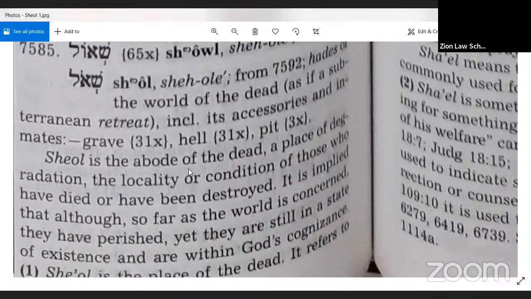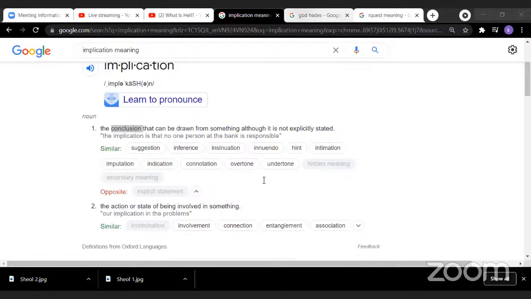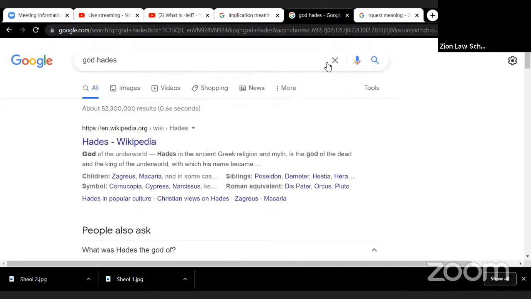Including its accessories. So the world of the dead has accessories and inmates. Let's look up accessories, like a woman wearing accessories, right? Right. Oh, by the way, let's go through something. We looked at the word implication.